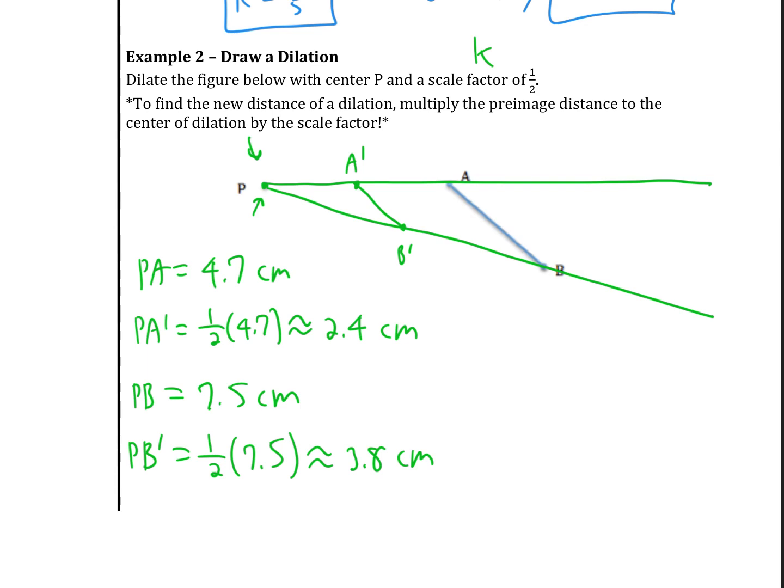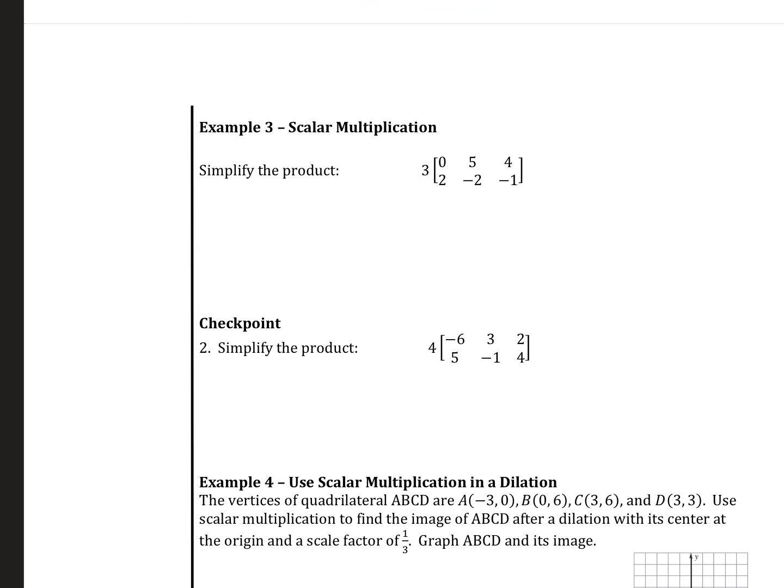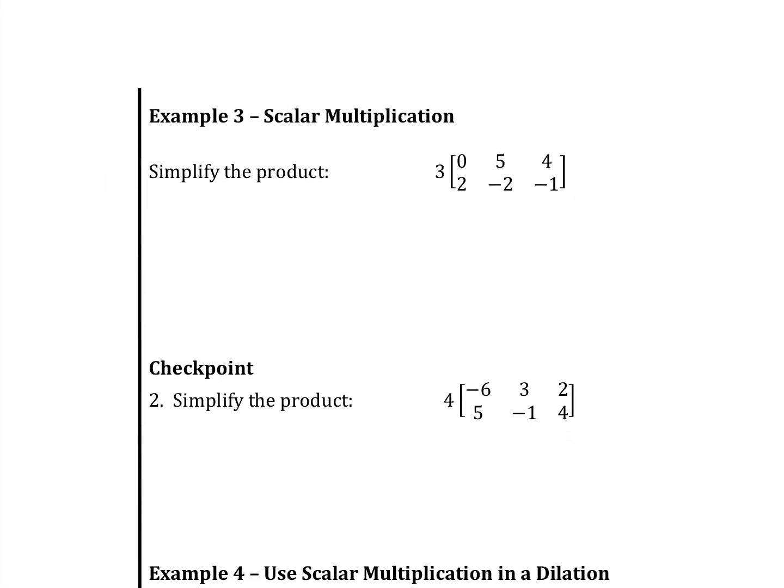All right. Next, scalar multiplication. This actually should not be too bad, I hope. So let's get going with this. Okay, so scalar multiplication. All we need to do is multiply. We have this 3 in front of this matrix, and we're going to multiply 3 by every number in the matrix, right? So let's go ahead and do that.